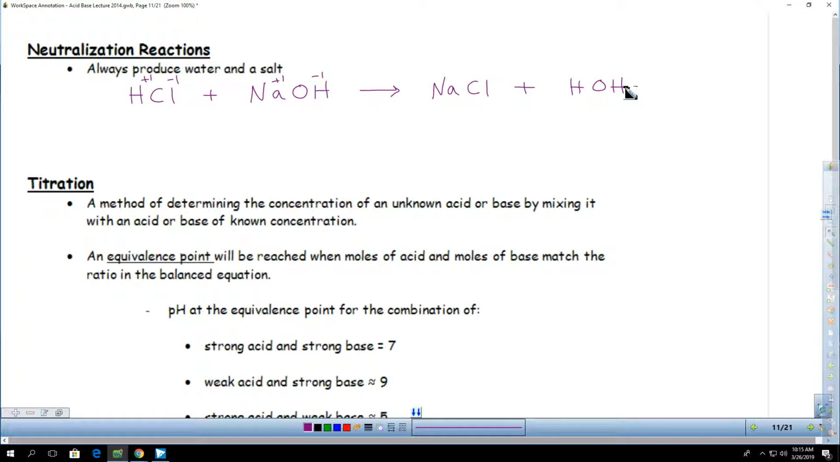And because everything is plus one or minus one, I know that my products are already neutral. So in this case, the salt actually is sodium chloride, and then your HOH is also known as water. Hydrogen hydroxide, another name for water.